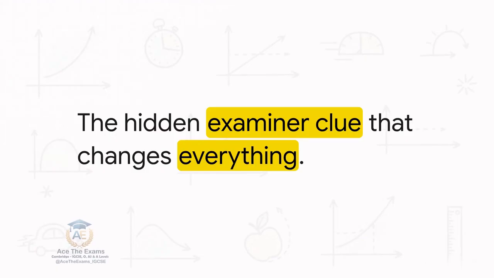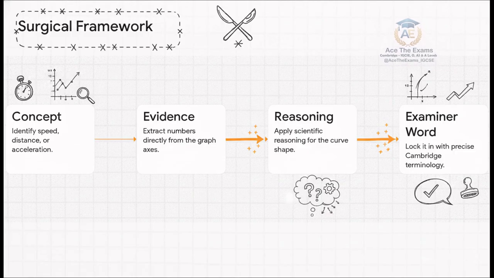Now, what's actually really interesting here is the hidden physical context. In just a moment, I'm going to reveal the exact examiner clue that completely flips a 0-mark confused answer into a full marks bulletproof response. It's a specific physical trigger that literally changes how you look at every single graph. But before we get to that clue, you need the master framework to understand exactly why it works. So here is your 4-step surgical framework.